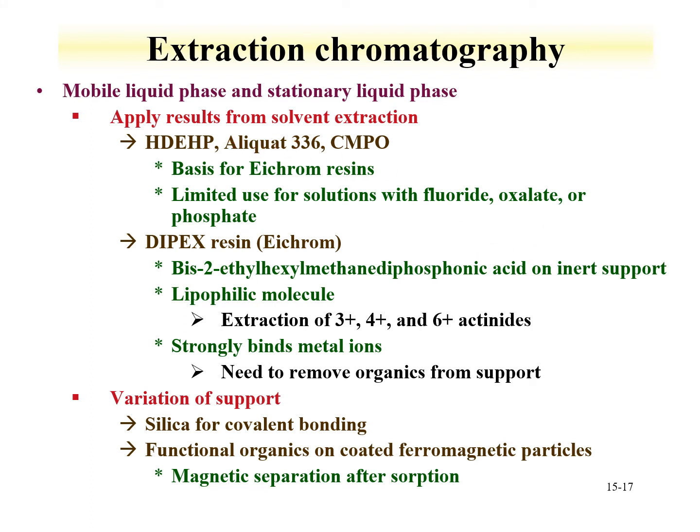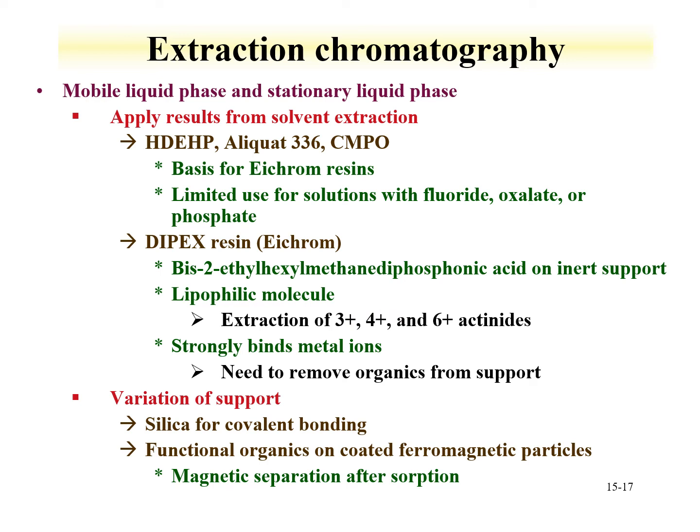the resin. There is another resin from Eichrom which uses ethylhexylmethane diphosphonic acid on an inert support, and this extracts trivalent, tetravalent, and hexavalent actinides. In fact, this resin binds those metal ions so strongly that there's a need to remove the organics from the support in order to liberate the metal ions from the column.